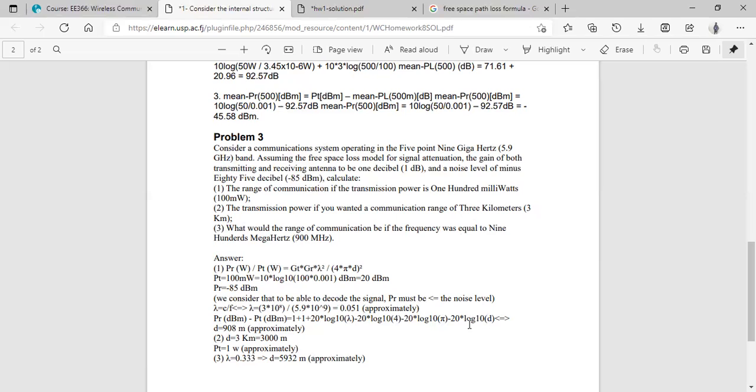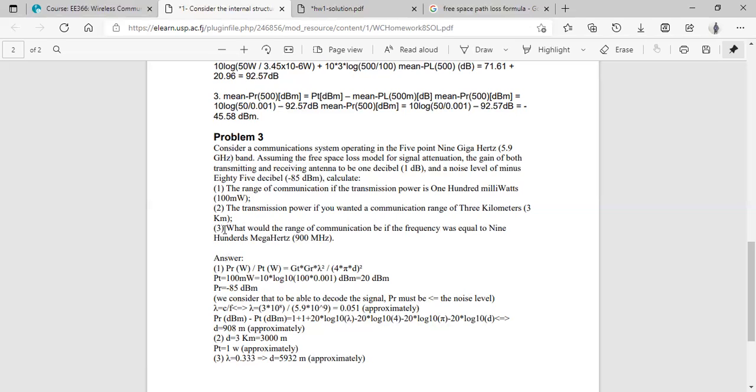Remember, when you are using this formula, it will be in SI units. So in place of d, we plug in 3,000 meters. In this case our transmission power will be unknown, so solving for PT, we'll be getting about 29, I think, so we'll be basically getting 30 dBm as our transmission power, which is equivalent to PT being 1 watt.